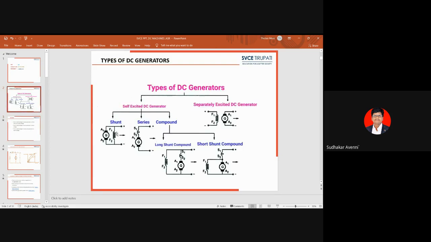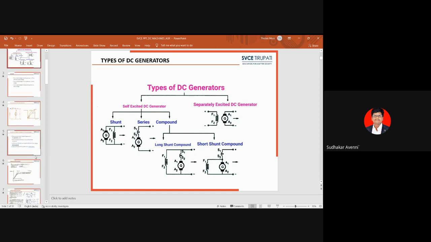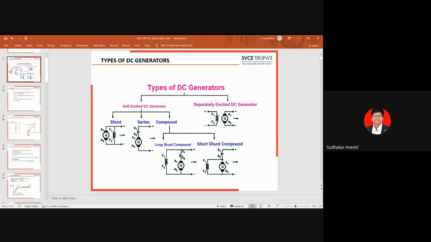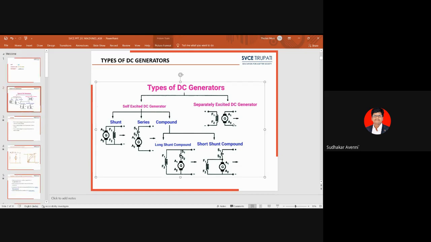One more important question from the GATE point of view: what is the no load voltage of a shunt generator? What is the no load voltage of a series generator? What is the no load voltage of a compound generator? Questions like that can be asked. Here you can see the basic diagram of a series generator, shunt generator and compound generator. The no load voltage of a shunt generator is the rated voltage, that is 220 volts.